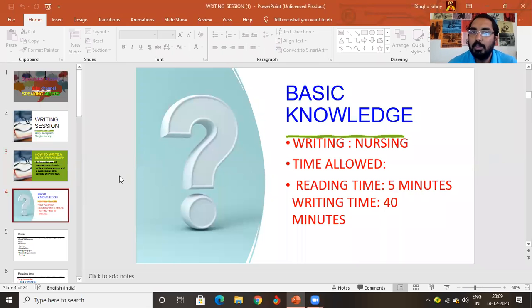So when it comes to writing, for the basic knowledge: writing, nursing, time allowed in total is 45 minutes. In that 45 minutes, reading time is 5 minutes and writing time is 40 minutes. I will explain how you can utilize your 5 minutes of reading and how you can plan in the 40 minutes of writing.